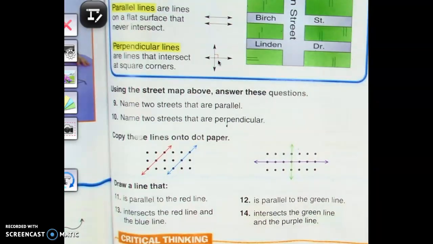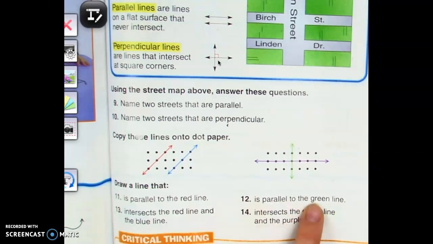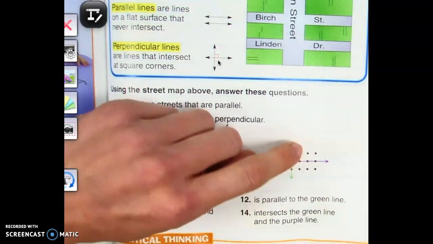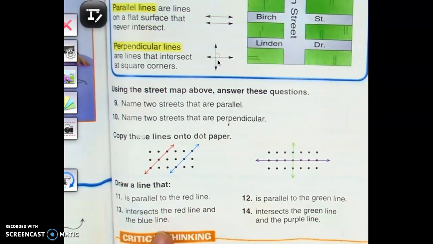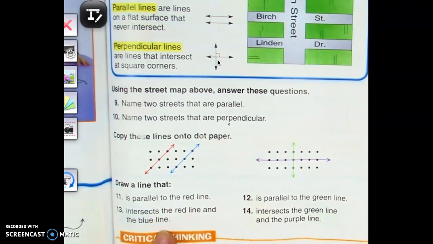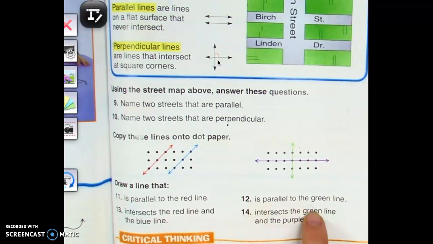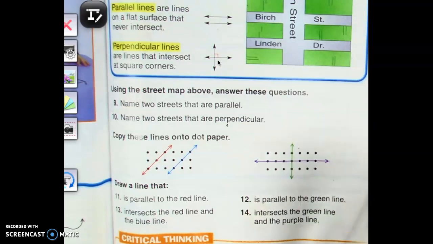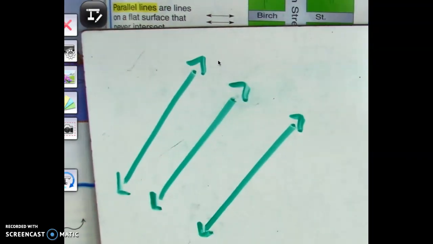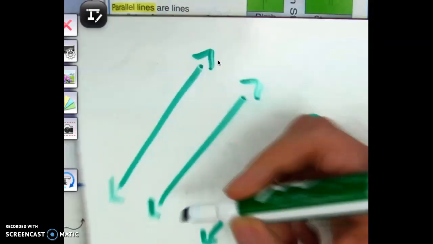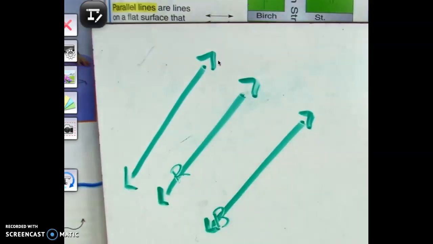Then it wants you to do on number 12, one that's parallel to the green line. So if I'm doing parallel, I have to make sure that it never meets, so I can draw a line there. One that intersects the red and blue line. And then one that intersects the green line and the purple line. So again, on your paper, just maybe get some colors out, draw the lines. So like this one, if this one was red and this one was blue, that way I know.